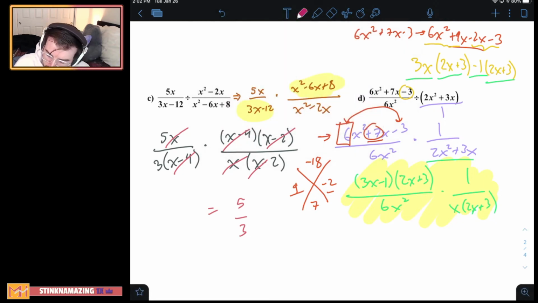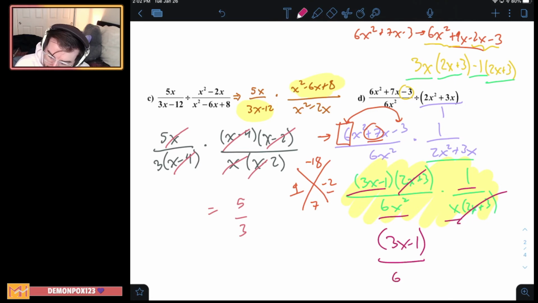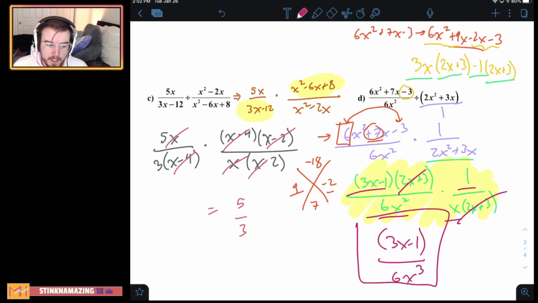So what did you end up choosing? Well, you should have canceled out the 2x plus 3, and that's all you can cancel out. So 3x minus 1 times 1, that's 3x minus 1, all over 6x squared and x combined to be 6x cubed. And that is my final answer.